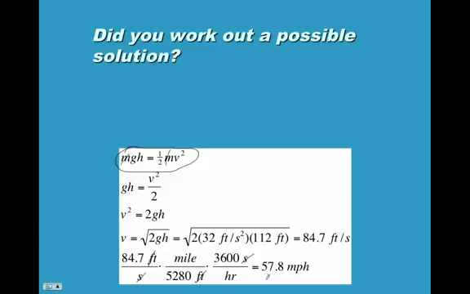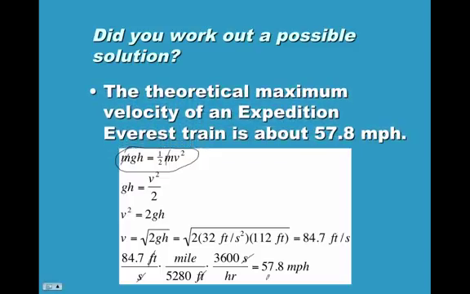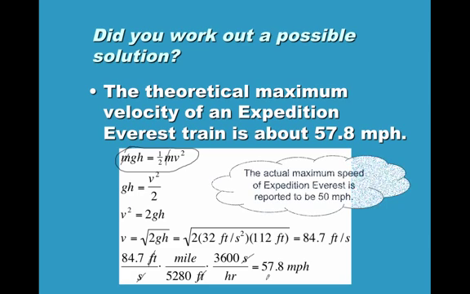That's pretty reasonable for a roller coaster, so we know we're right in the ballpark here. So then, we can say the theoretical maximum velocity of an Expedition Everest train is about 57.8 miles per hour. Now, interestingly, the actual maximum speed of Expedition Everest is reported to be about 50 miles per hour. So that's quite reasonable. And in fact, we would expect it to be a little less, because remember, in an ideal world, not all of that potential energy is going to be able to be converted to kinetic energy. And of course, there's some different aspects of the track and design too that are going to affect that speed.